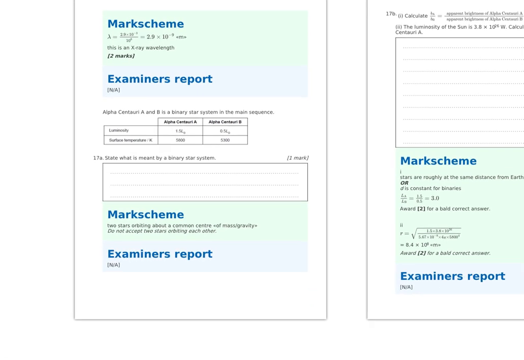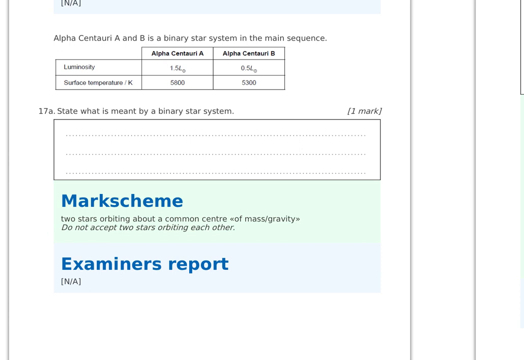Okay, a binary star system. Mark scheme: 2 stars orbiting around a common center of gravity. Do not accept 2 stars orbiting each other. Really? That's interesting. I guess you have to say common center of mass or gravity. I thought orbiting each other would imply that, but I guess not. So don't forget about a common center of mass or gravity, right?